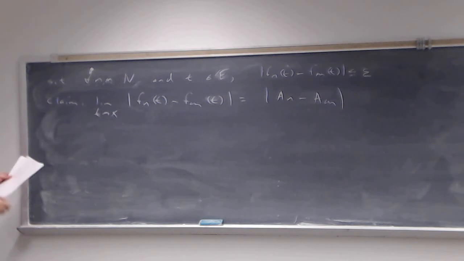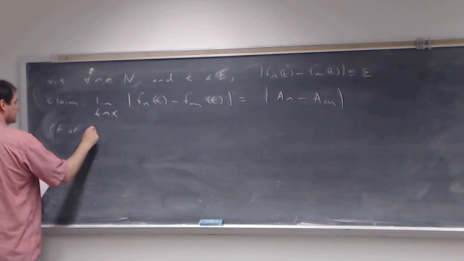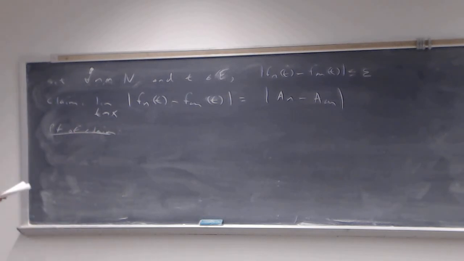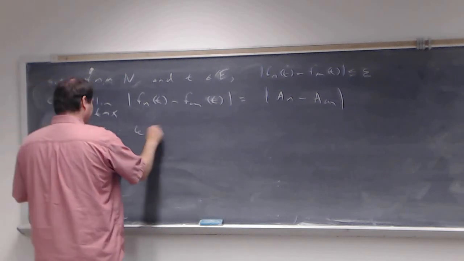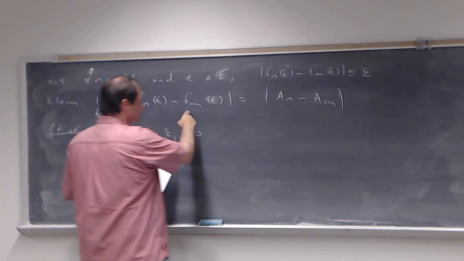Okay, so that's the claim. Let's do the proof of claim. This is like the proof of claim that we had a couple of days ago, maybe the last video. To do this, we're going to let epsilon sub 1 be greater than 0. So I'm going to prove this limit claim.